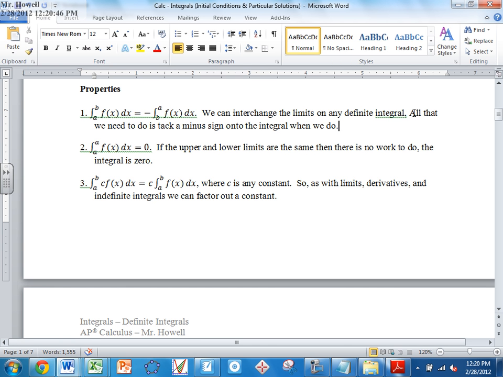No, you don't need the same words, guys. You need the values. Yes, so look at the symbols, guys. A to B is the same as the negative value of B to A. That's what the rule is right here.